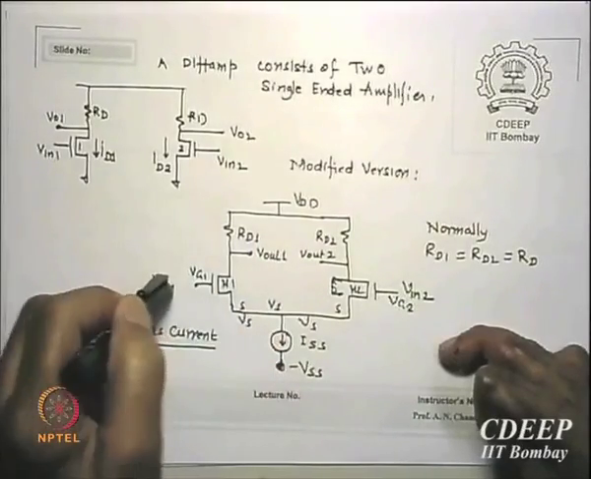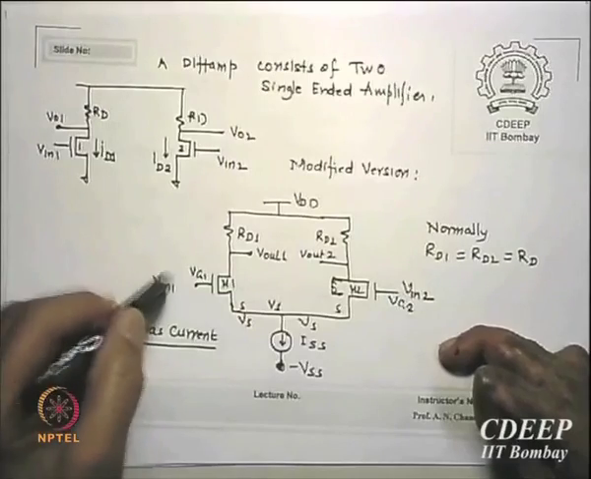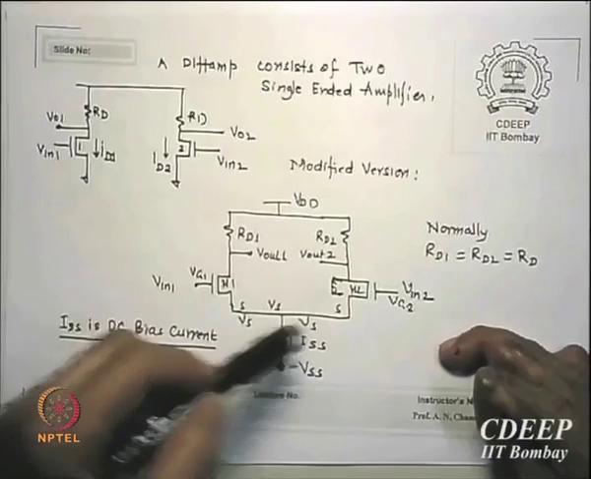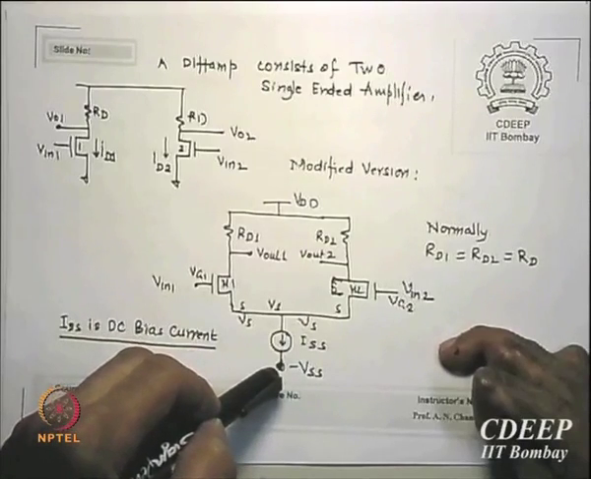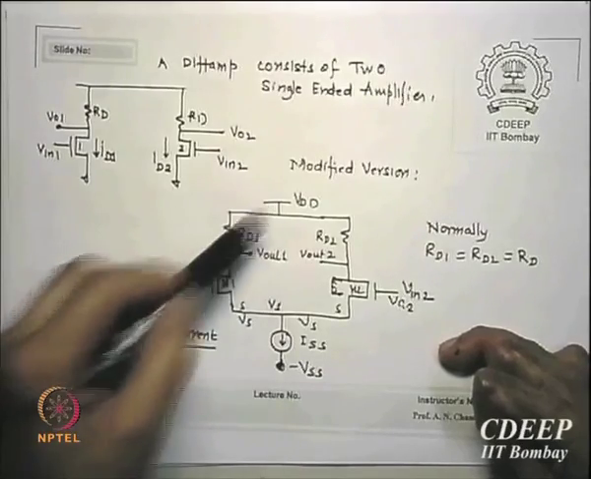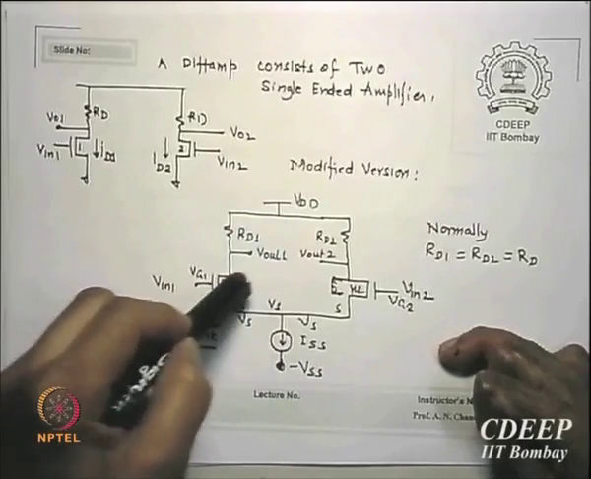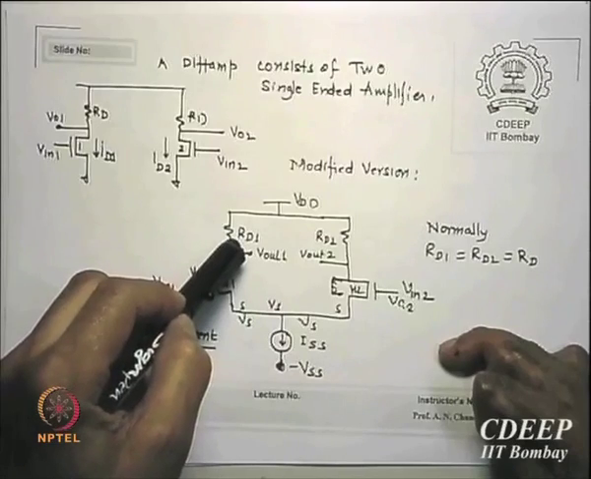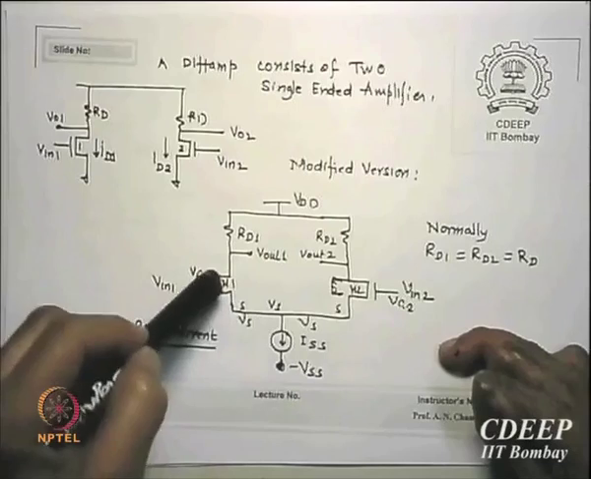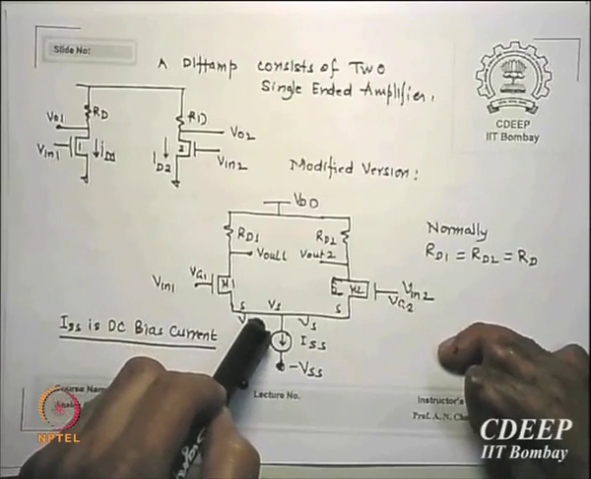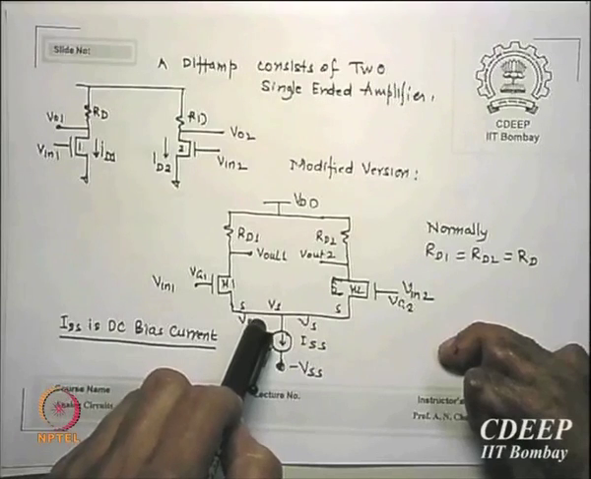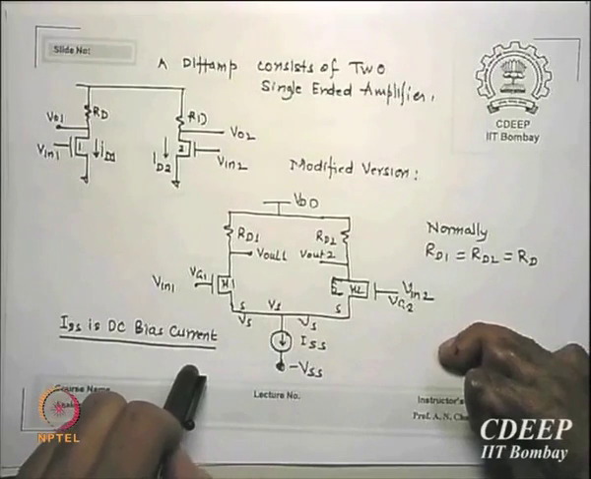Whenever you are trying to see any maximum value at the input, start from the power supply, and for the minimum, start from minus VSS. That means the maximum value is decided by VDS of this and RD of this. The minimum value is decided by this as well as the VGS of this. So these two values are different from each other, and one gives the max, the other gives the minimum.